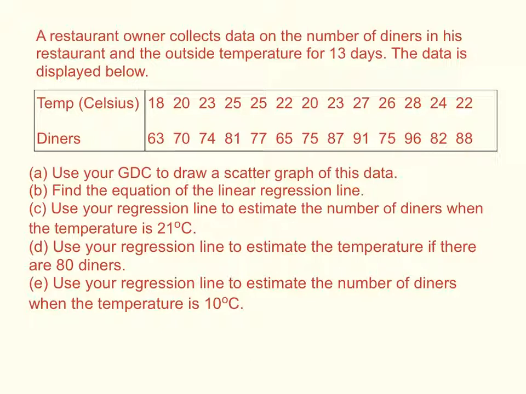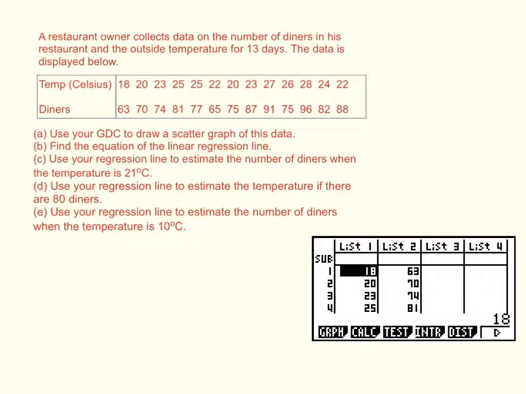The first thing we need to do is input the data into our stats page on our calculator. So stats number, and on stats number 2 we have our data input. The temperature in list 1, and in list 2 we've got the diners.